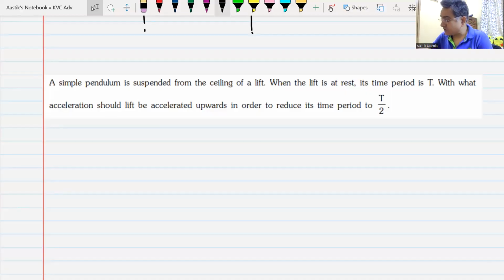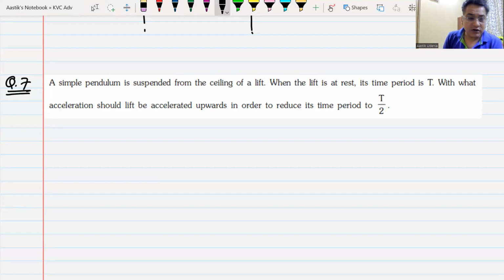Then we come to this question. Question number, I have forgotten the number, I call it 7. A simple pendulum is suspended from the ceiling of a lift. When the lift is at rest, the time period is capital T. With what acceleration should the lift be accelerated upwards, so they have given that it is upwards, in order to reduce the time period to T by 2? Original time period is T seconds. We have to reduce the time period to T by 2 seconds.